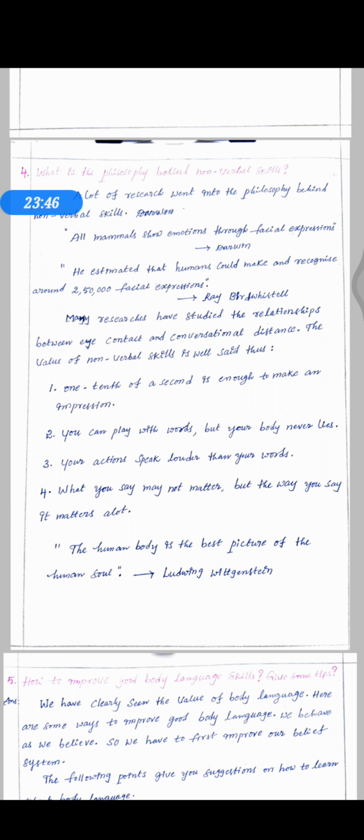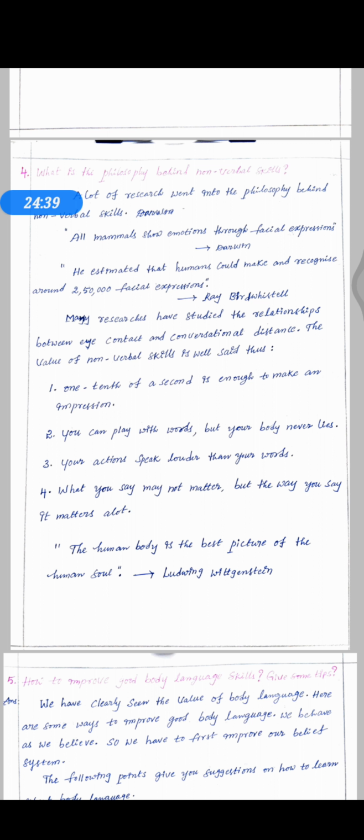All animals show emotions through facial expressions, said Darwin. And next, he estimated that humans could make and recognize around 250,000 facial expressions, said Ray Birdwhistell. Besides these great scholars, many researchers have studied the relationship between eye contact and conversational distance, and between personal space and the environment.